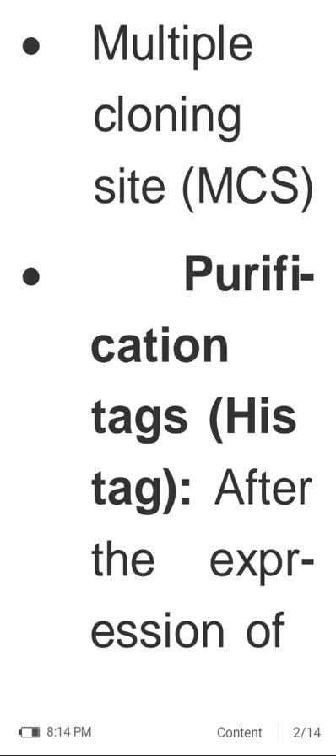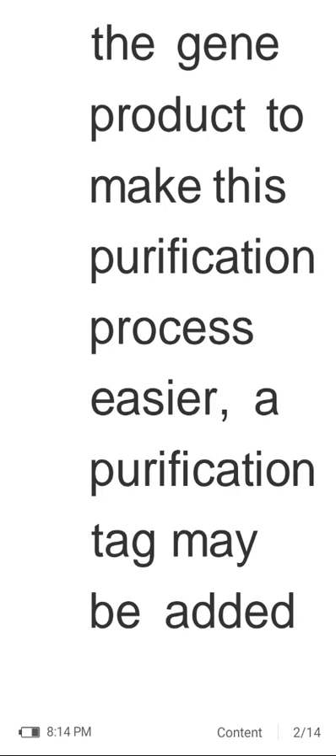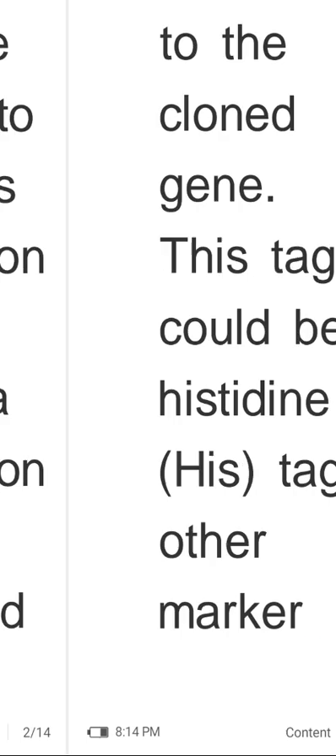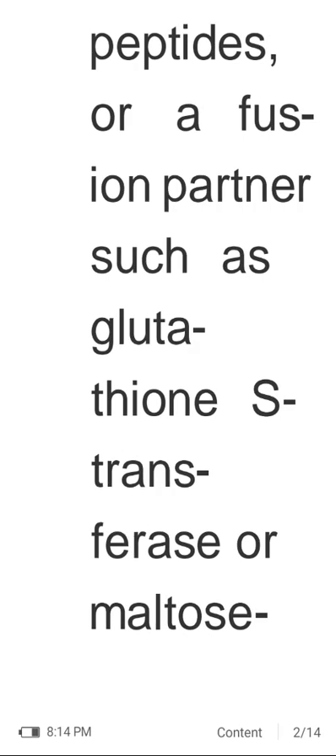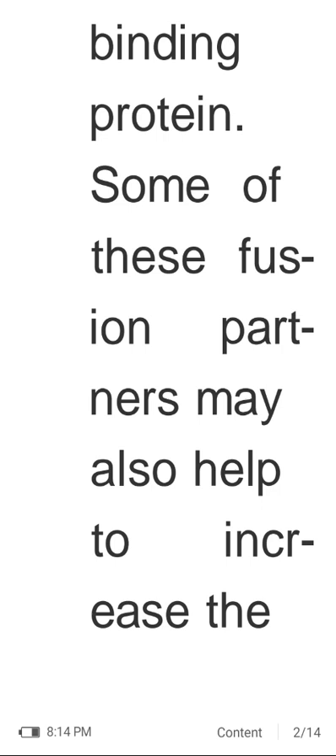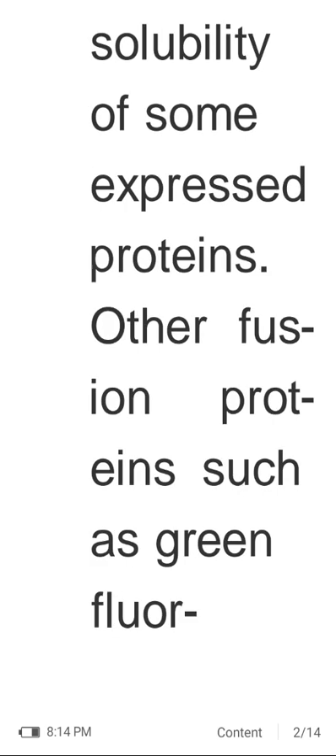Multiple cloning site, MCS, and purification tags, His tag. After the expression of the gene product, to make the purification process easier, a purification tag may be added to the cloned gene. This tag could be a histidine tag, other marker peptides, or a fusion partner such as glutathione S-transferase or maltose binding protein. Some of these fusion partners may also help to increase the solubility of some expressed proteins.